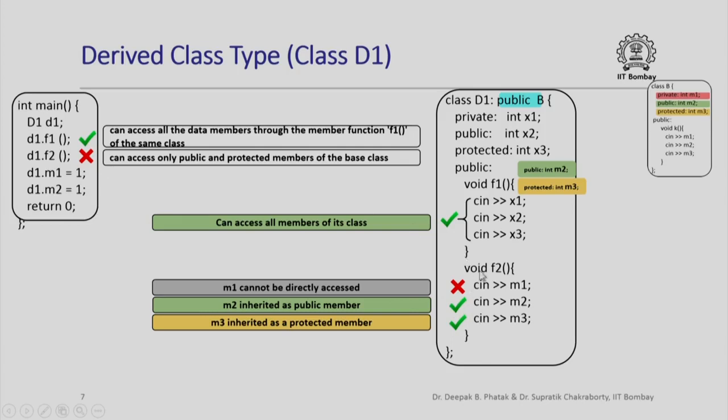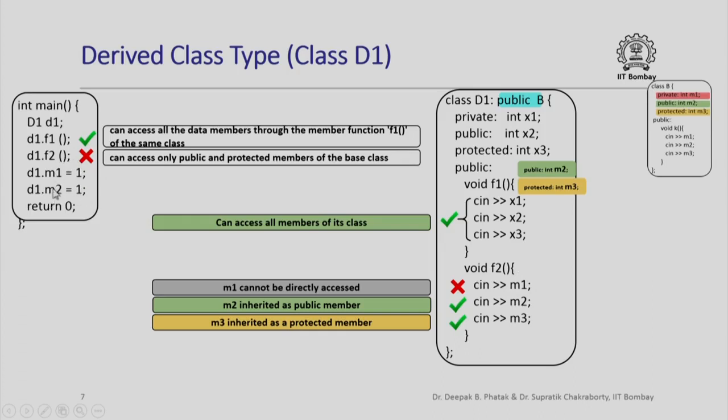But if this is the F2 that I kept, then although F2 is a public function of D1 and I can call D1.F2 over here, this F2 internally is trying to access the data member M1 of the base class B, and that is a private data member, so it cannot be accessed within F2. And so if I keep this statement cin greater than M1 here, and then if I try to call D1.F2, the compiler will also complain here that it cannot access the private data member M1 of the base class B when this function is called.